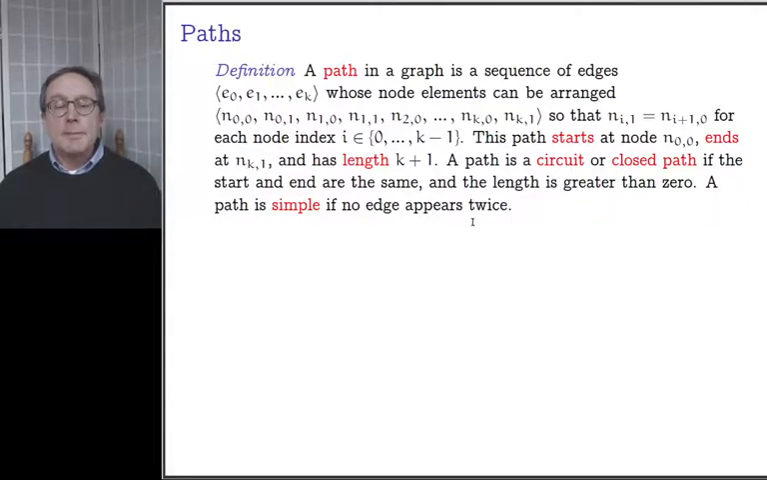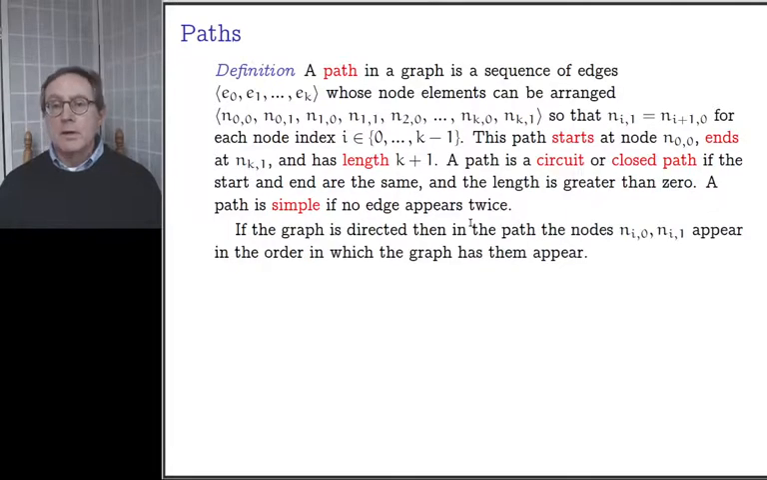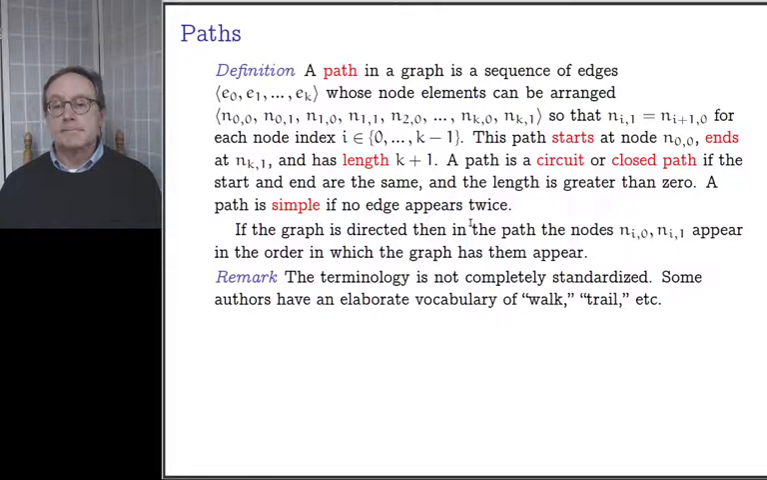A path is simple if no edge appears twice. If the graph is directed, then in the paths, you have to follow an edge along the direction that the edge goes. You can't go down one-way streets. So if a graph is directed, the definition of path includes that direction.